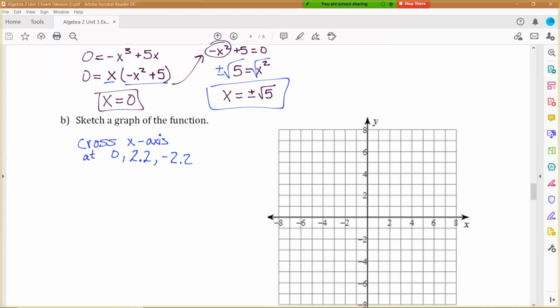So these 3 points are going to go on our x-axis. So 0 is the easy one. That's already on here. Oh, I forgot that was on there. Don't worry about it. And then we're going to approximate 2.2. So 2.2, just go a little bit past 2, put a dot. And then you're going to do the same thing, negative 2.2, go a little bit past 2, put a dot.